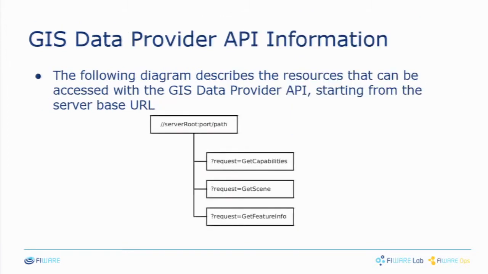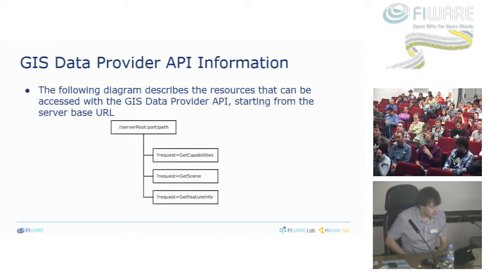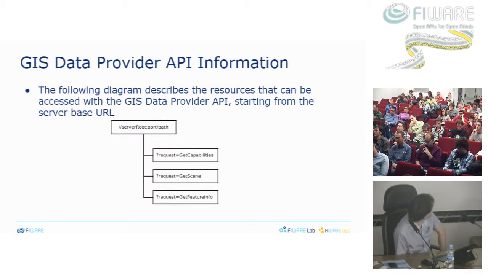So the API looks like this. There are 3 requests. One gets the capabilities of this instance, because they might differ from instance to instance depending on the configuration. There is the get scene request to retrieve 3D assets, and the get feature info to get more information on a specific feature, like a building contour and so on.